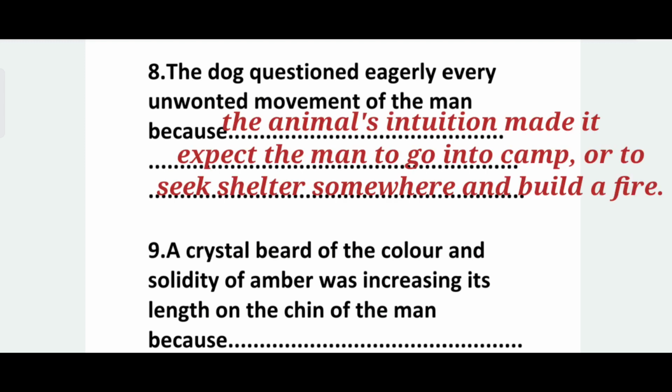The dog questioned eagerly every unwanted movement of the man because the animal's intuition made it expect that the man would go into the camp or seek shelter somewhere and build a fire. So he was eagerly questioning every unwanted movement. He was hopeful that the man would make a right choice. He would look for a shelter, go into a camp or build a fire.